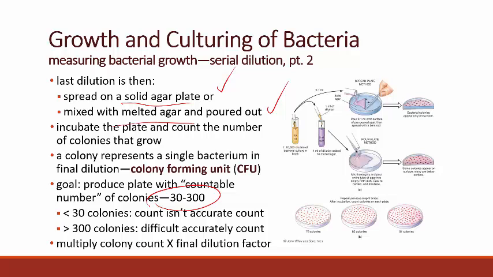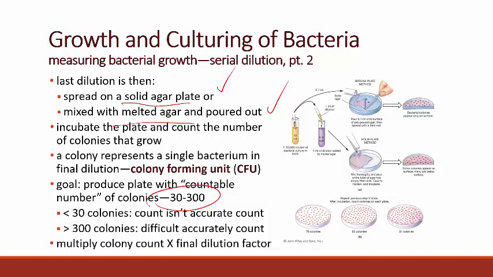If you have fewer than 30 colonies, then you've over diluted. If you have more than 300 colonies, then you probably can't count accurately. And there are tools that you can use to help make this counting go better, but still it's tough to count a whole plate that has more than 300 colonies.